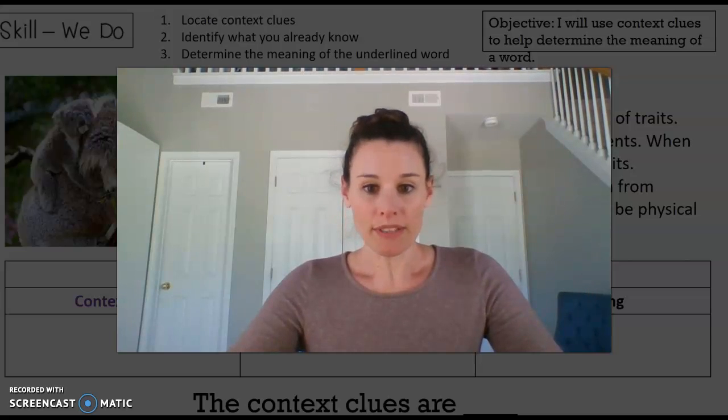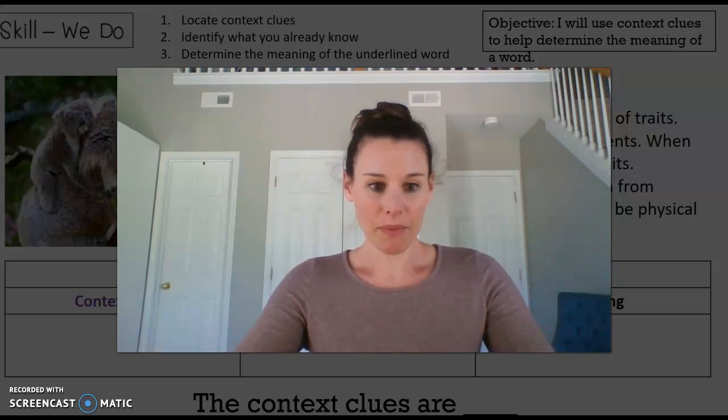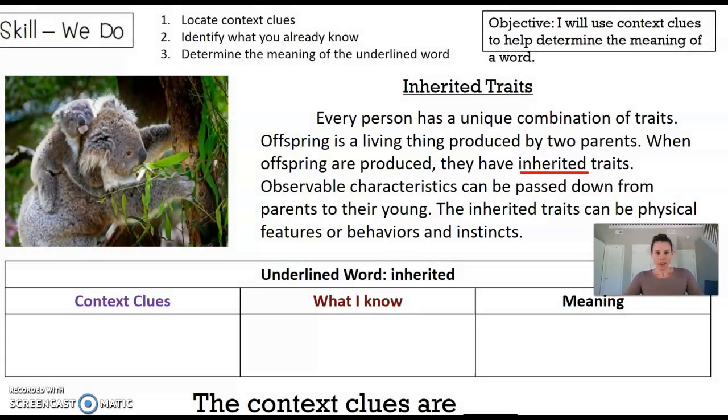Today we're going to do one more example, and then you guys are going to fill out a Google slide on an example today. So I'm going to go ahead and minimize my screen here. And just like yesterday, we are going to be taking a look at some text. We have a cute little koala in the corner here. And today we're going to be doing the same thing that we've done before. So we're going to locate our context clues. We're going to identify what we already know. And then we're going to determine the meaning of the underlined word.